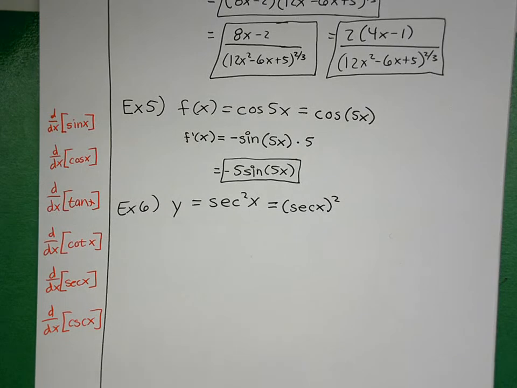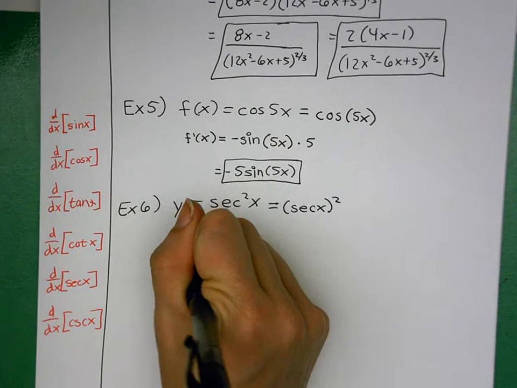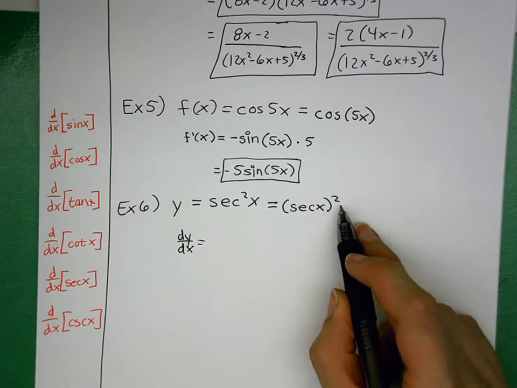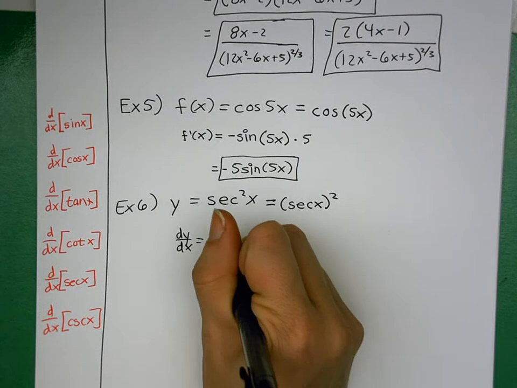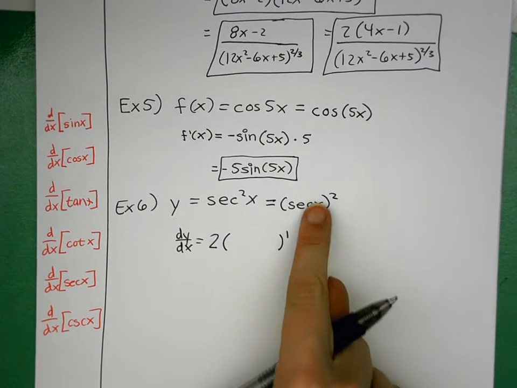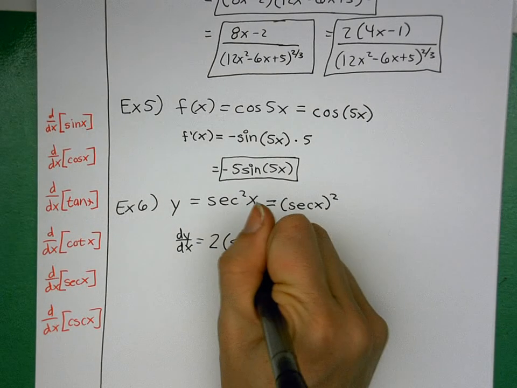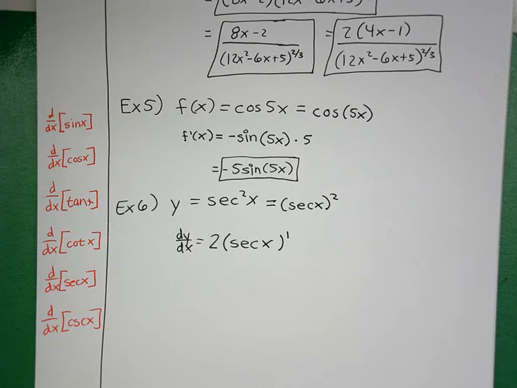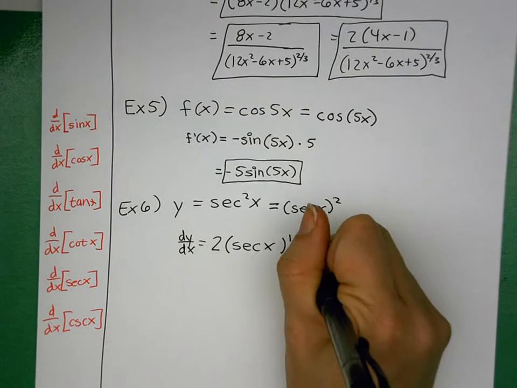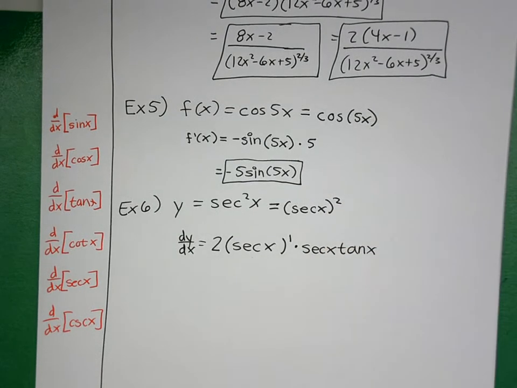In example 6, take a look at what our outside function is here. Outside function is that squared. Like examples 1 through 4, we've got our exponent, so we're going to take that exponent, drop it down in front, subtract 1 from the exponent, but make sure your guts stay the same. G of x stays g of x. Nothing changes about it. After the fact, we take the derivative of secant x, which is secant x tangent x. And so that's your answer.